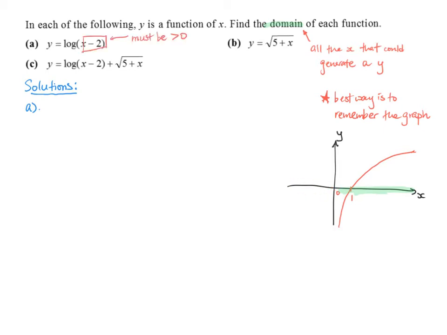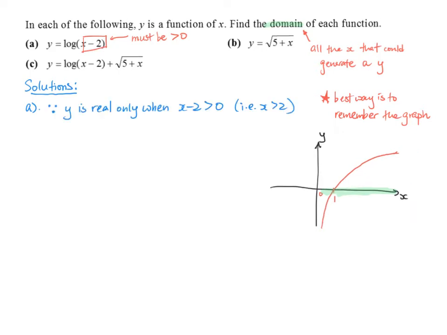So in other words, what goes into this bracket? Usually it was just x, right? This thing must be greater than 0. And so we could say this function, this y, is real only when this thing inside is greater than 0. And so the domain must be x greater than 2.